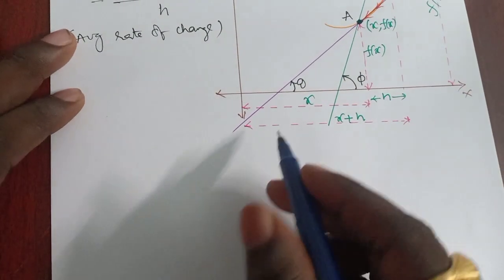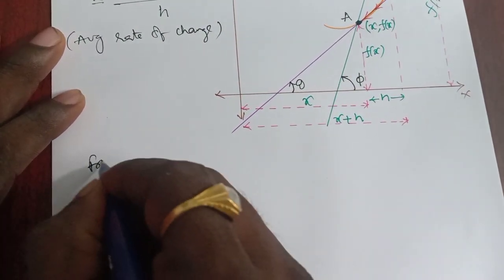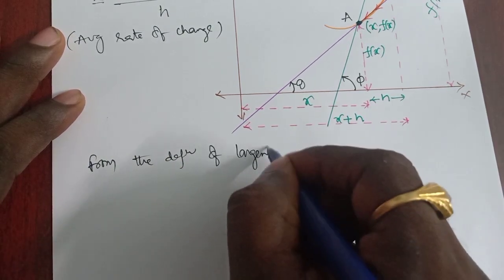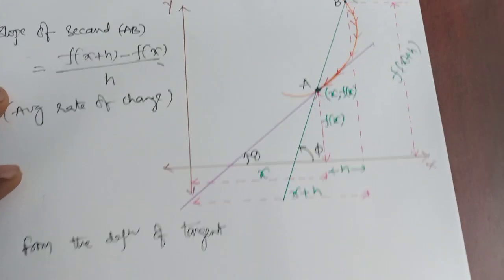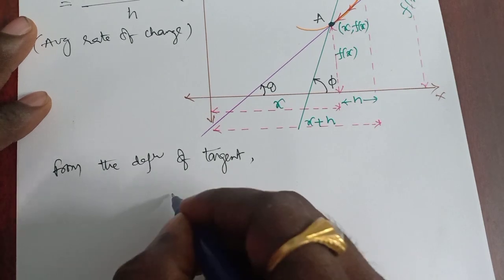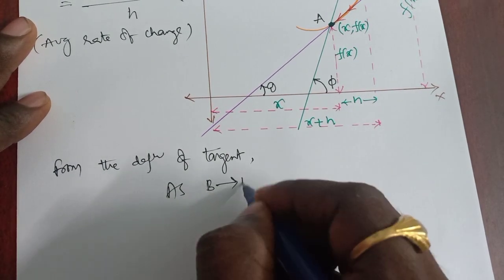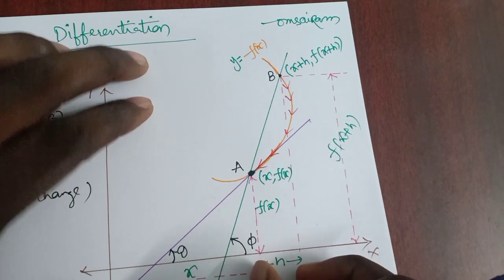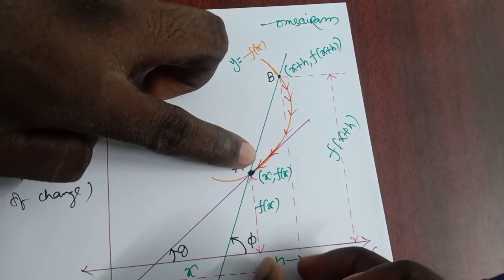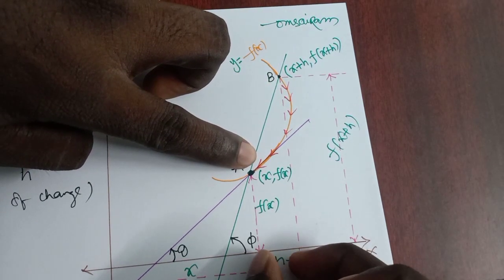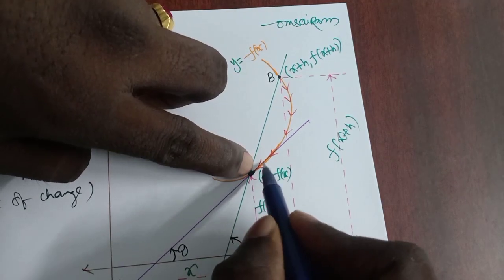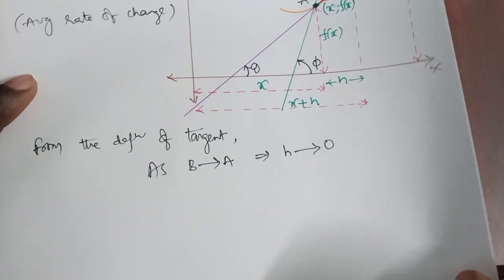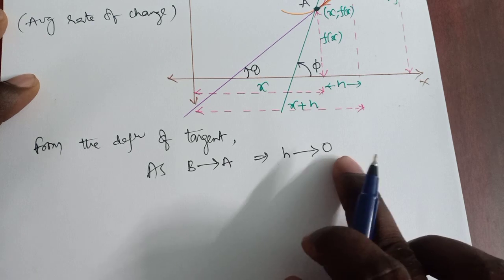So clearly, in the definition of tangent, as B approaches A, then what about h? It approaches 0. Why? Because this is the difference. So as B is very close to A, then h decreases. When it approaches very near to A, then the h value approaches 0. So as B approaches A, h approaches 0.